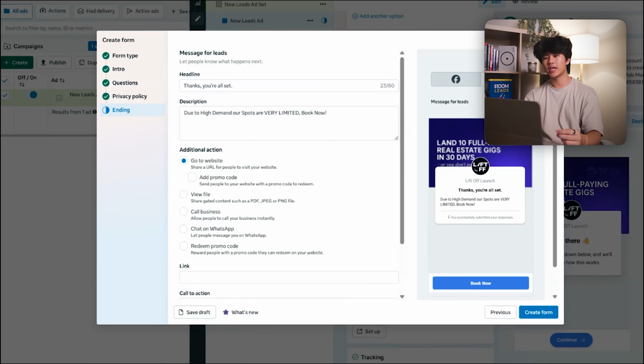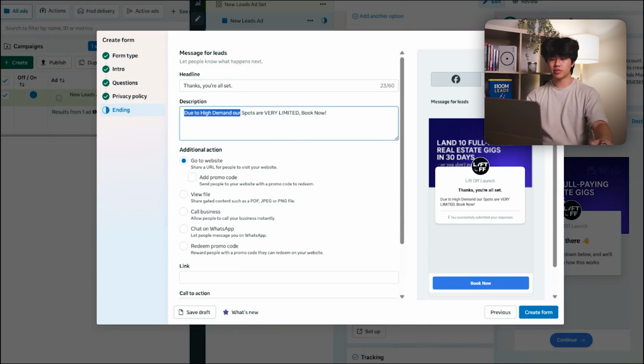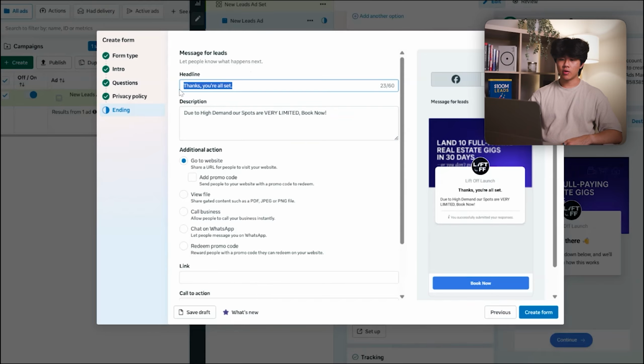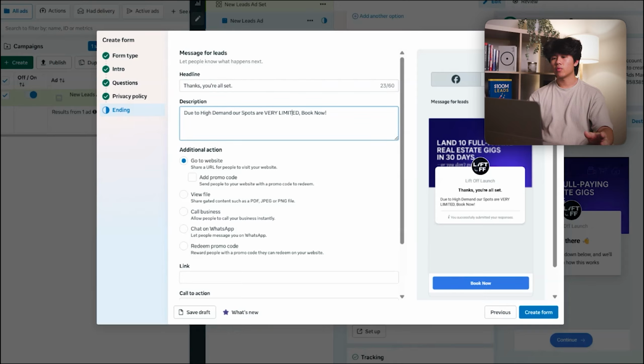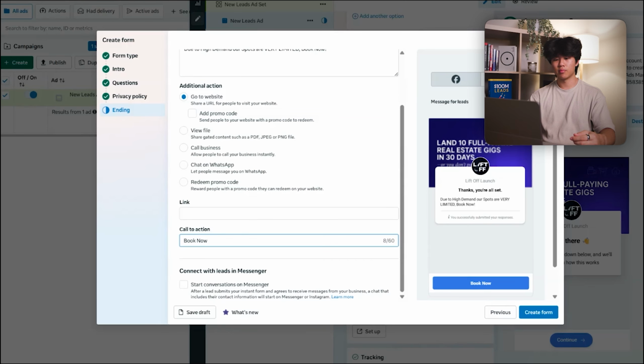So finally, for the ending of the lead form, now they've already submitted their form: hey, thanks, you're all set. This is what we want as the headline. And for the description, we want to make sure that all of those leads have the highest converting rate into a direct booking rate. So for the headline, all we want to put is thanks, you're all set. And with our description, we want to incentivize all of these leads to book a direct call. So in the description, we put, due to high demand, our spots are very limited. Book now. And then our button literally just says book now, right?